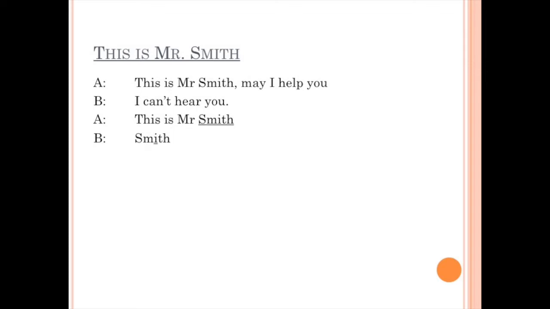In the first conversation I talked about in this video, there was an adjacency pair. A says, "This is Mr. Smith, may I help you?" When you give somebody your name, that's the initiation of a different kind of adjacency pair. The response would be to give your name back to them. Or sorry, when somebody gives you their name, the correct response for you would be to give your name back to them. In this case, A says, "This is Mr. Smith, may I help you?" And B avoids participating in the adjacency pair by saying, "I can't hear you."